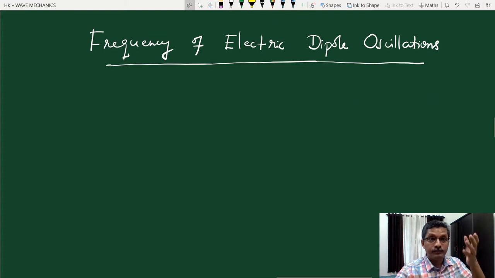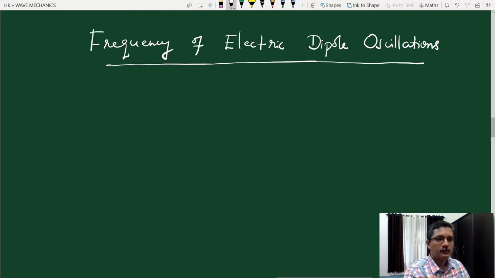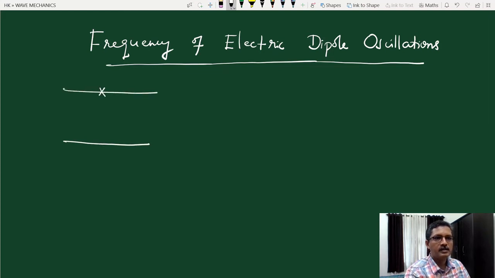Let us try to obtain when we get electric dipole oscillations in the hydrogen atom, and if the electric dipole is oscillating, what is the frequency of these dipole oscillations? Consider two quantum states. Suppose the electron is initially here. Let us call it initial state I, and then it undergoes a transition to a lower quantum state, let us say F, the final state. So the electron undergoes a transition from an initial quantum state to a final quantum state.